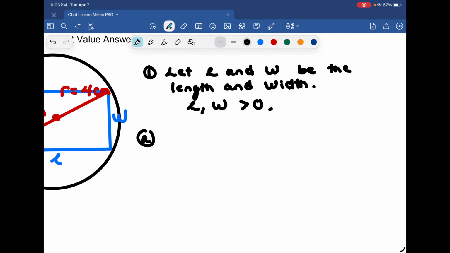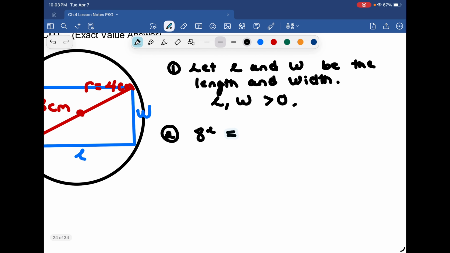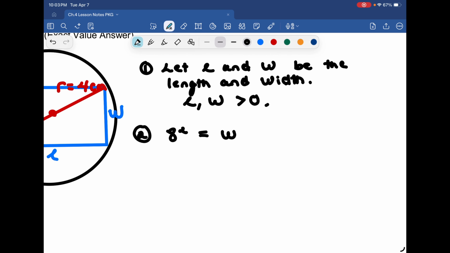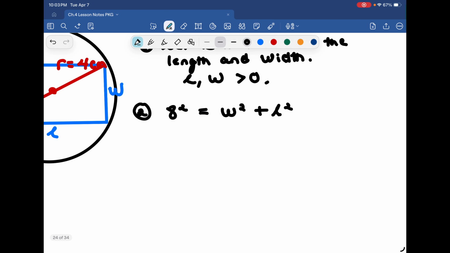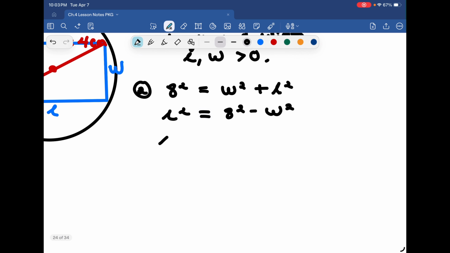So for step number 2, I'm going to go 8 squared, which is the cross-sectional diameter, is equal to W squared plus L squared. Now, we could technically isolate for either one, but let's say I isolate for L. It's going to be L squared equals 8 squared minus W squared. That means when we take the square root, L is equal to the square root of 64 minus W squared. Now, this is going to introduce a restriction that's very important for us.